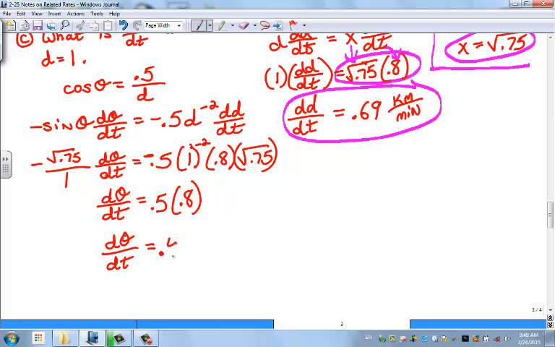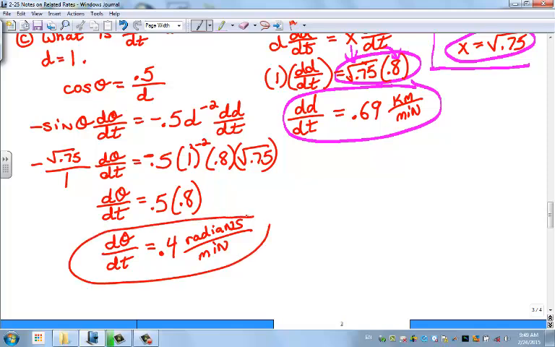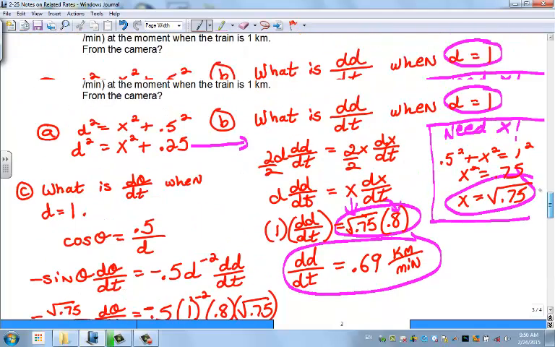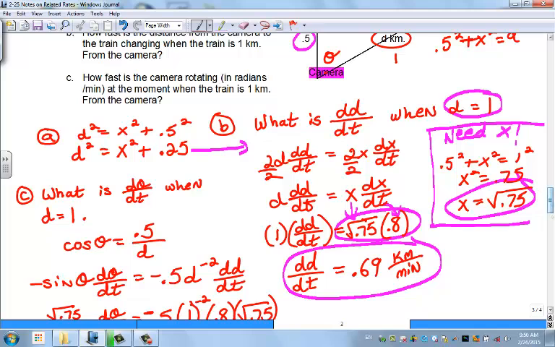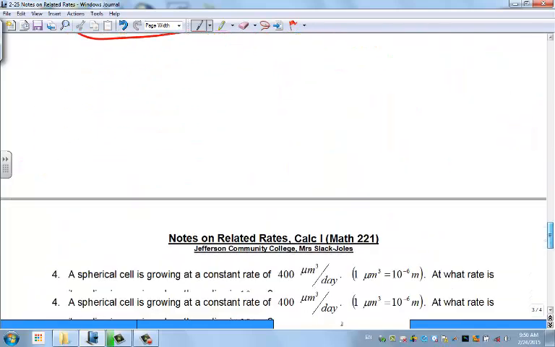Radians is the unit of theta per minute. You can always look at the units of d theta. The unit of theta is radians. The unit of time is minutes. So it will always work out that way. So that's kind of a nice double check. So that's that one, and you can look back over that problem with Ms. Haney again if it helps. I know that's a tough one.